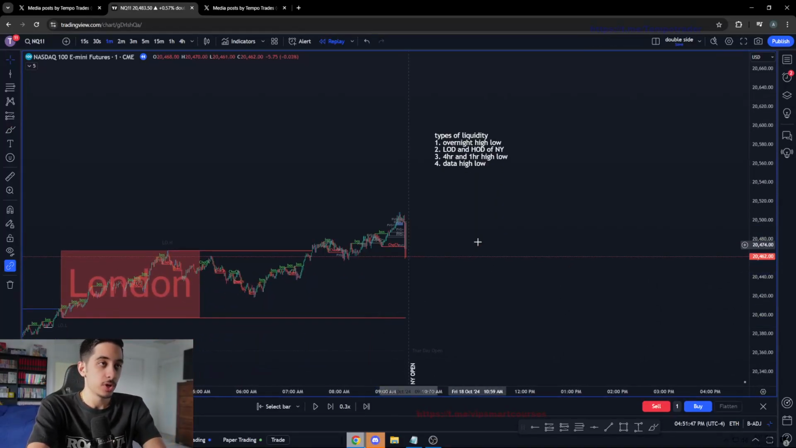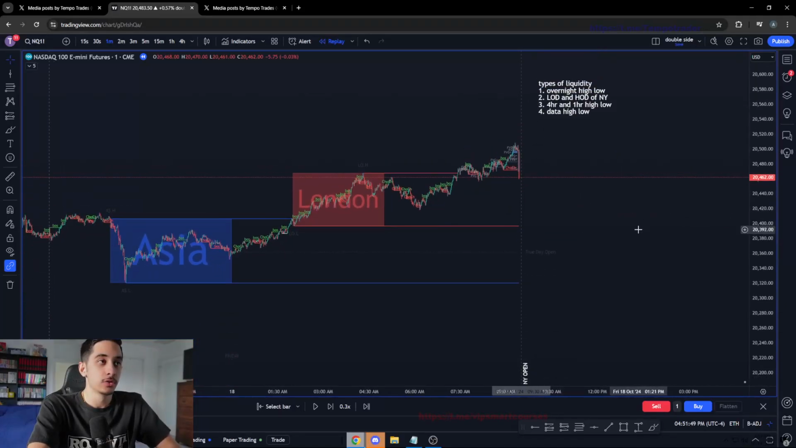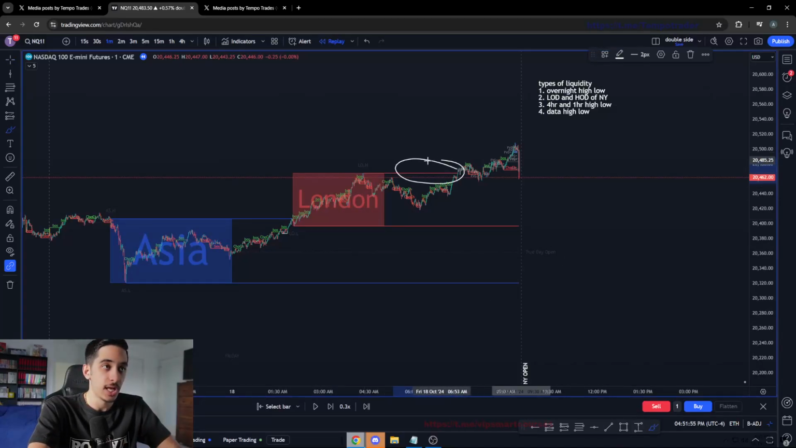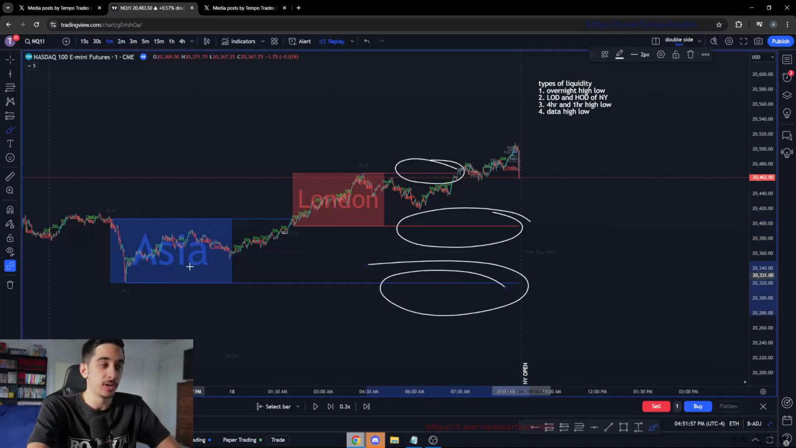Okay, so we talked about the overnight highs and overnight lows. This is my #1 confluence every single day. I wake up at 9:30. I say, where are my London and Asia high low? I wait for one of them to sweep, and then I look for our reversal.